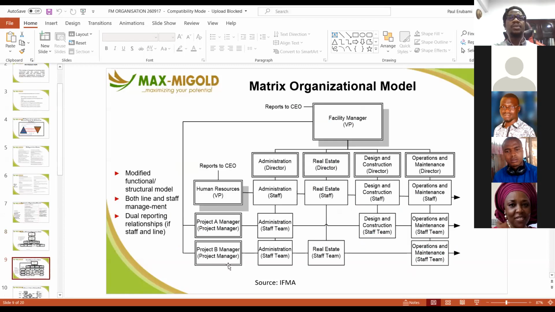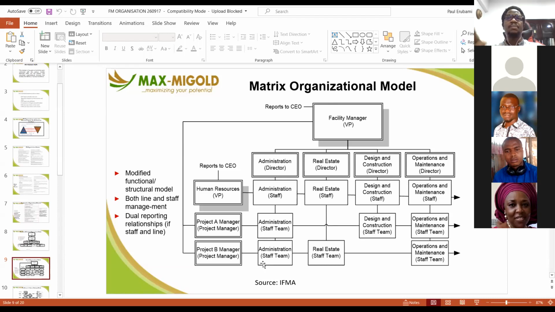So when this becomes a matrix organization, it's when my functional top-down chain of command now has a horizontal chain of command embedded into it. Okay, so it's a modified functional and structural model. Both line and staff management will be in this model, and there'll be dual reporting relationships for certain people in this organization. So take the HRO vice president, for example, who reports to the CEO.